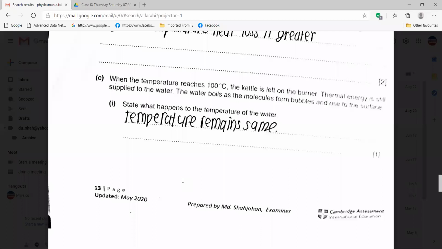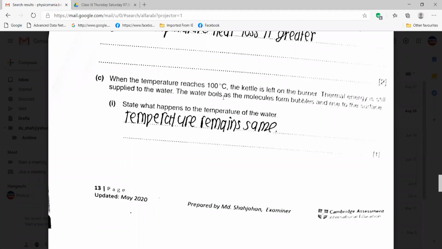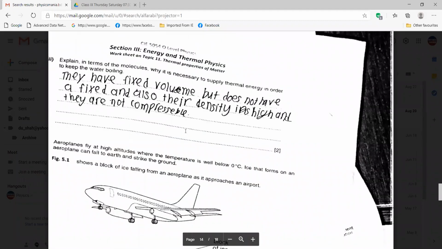Okay, state what happens to the temperature of the water. The temperature remains the same. At boiling point, we know there is a fixed temperature. When the water boils, what will be the temperature of the water? It will be the same. Now the last part: explain in terms of molecules why it is necessary to supply thermal energy in order to keep the water boiling.